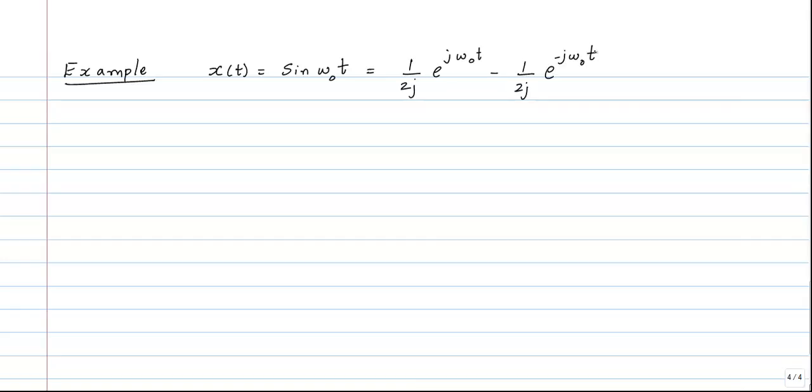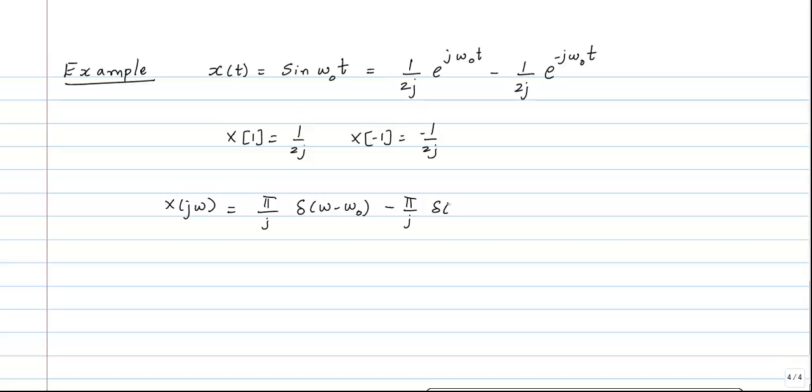And this basically tells us that x of 1 is 1 over 2j, x of negative 1 is negative 1 over 2j. And therefore, x of j omega will be pi over j times delta of omega minus omega naught, minus pi over j times delta of omega plus omega naught.